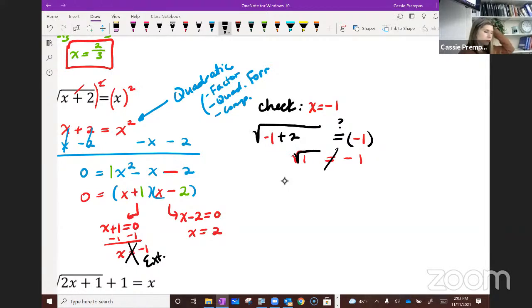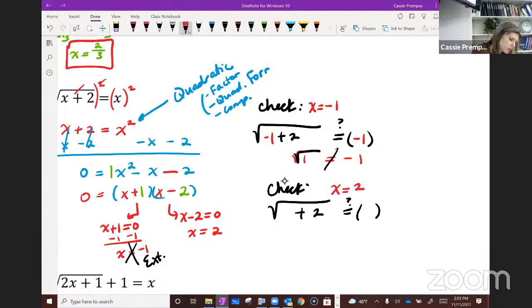Caroline. 2 might work. Let's check it. If I check that in and I ask, is the square root of 2 plus 2 equal to the value of x, which is 2? We'll plug in 2 for x. The square root of 4, does that equal 2? Yes, and so x equals 2 is our solution.